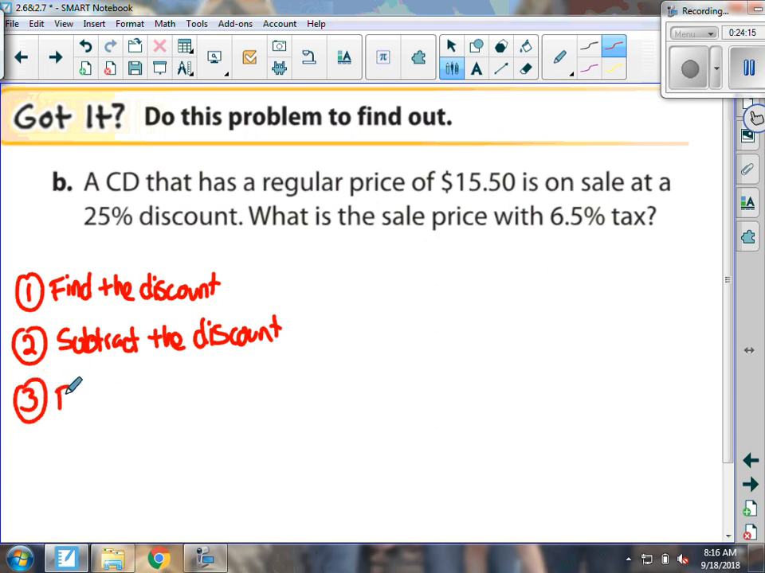Then you're going to find the tax. Okay, so you take your sales price, where you have your original number minus your discount, that's your sale price, and you're going to multiply it by your tax, so 0.065. And then we add the tax. So go ahead and take a moment to do these 4 steps and to solve this.